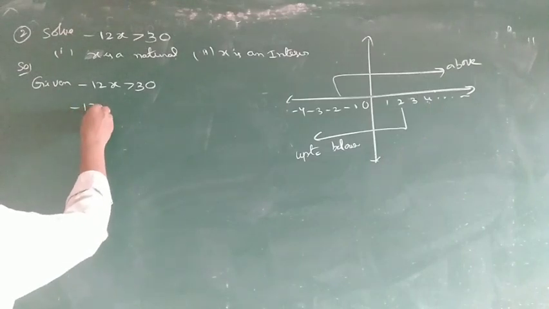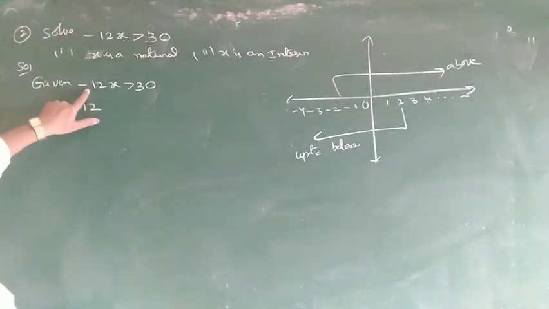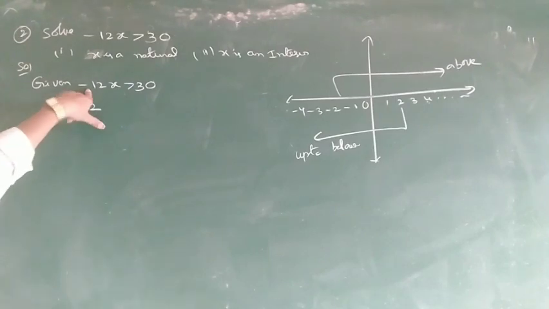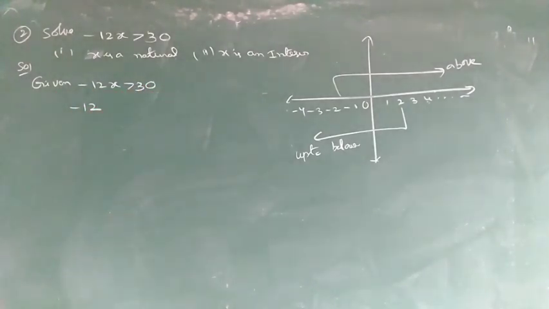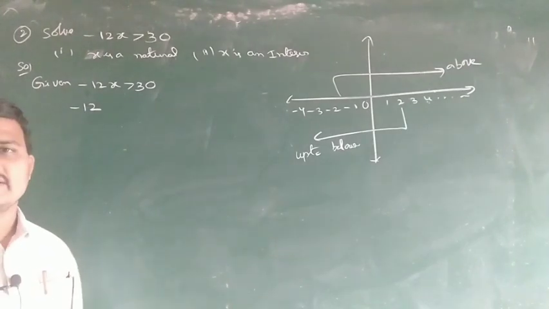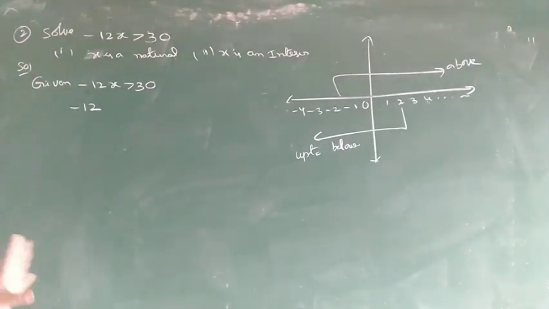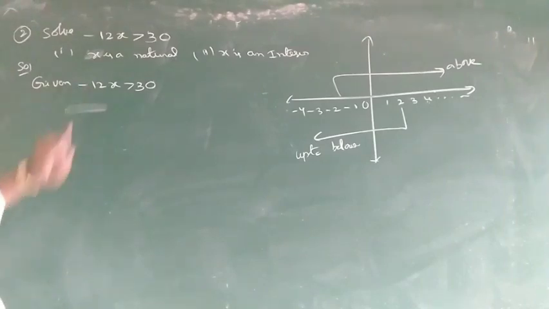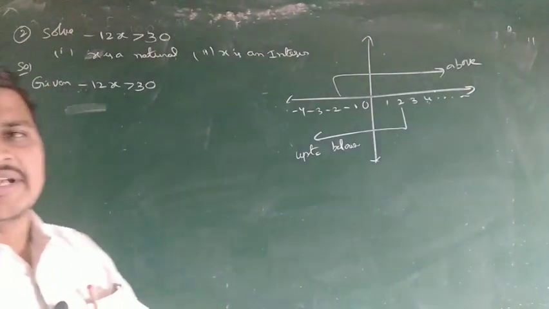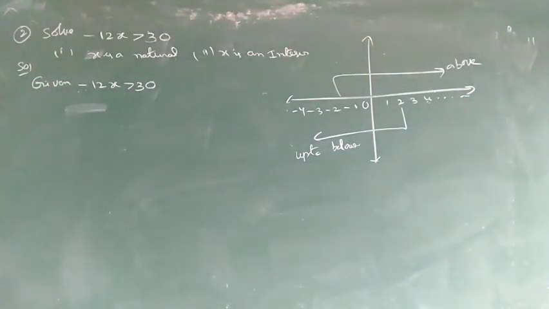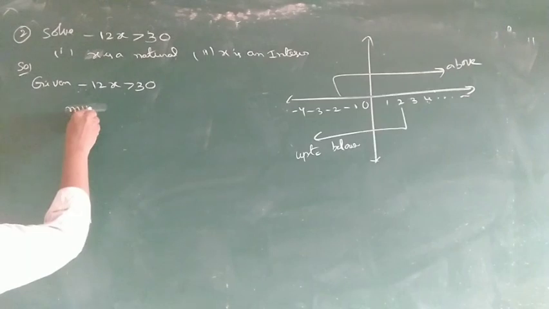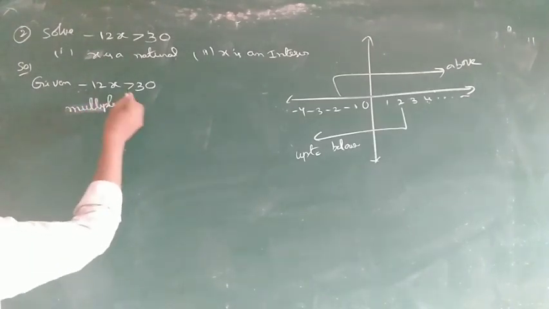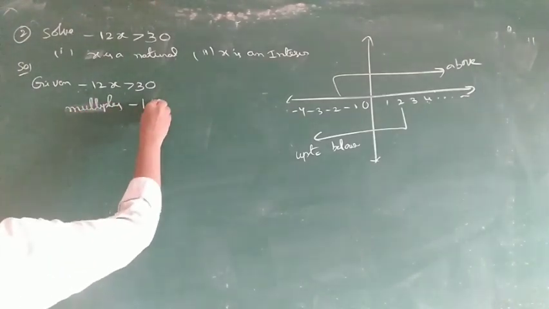Here the coefficient is minus 12. A negative number, don't send it to the right or left side directly; a positive number you can send. In the earlier case, 24 is positive, so we divided directly, no problem. For a negative value, first multiply by minus 1 on both sides.